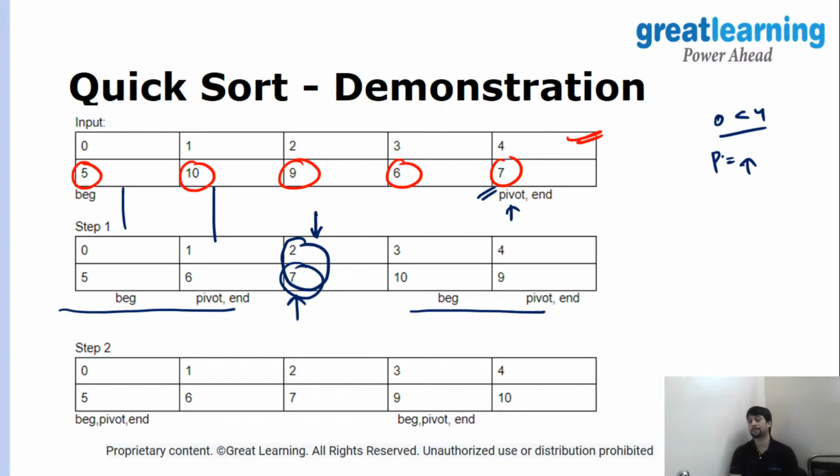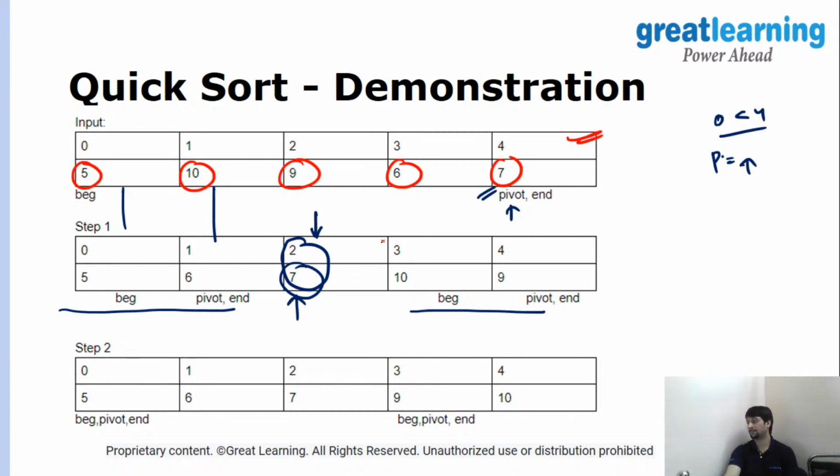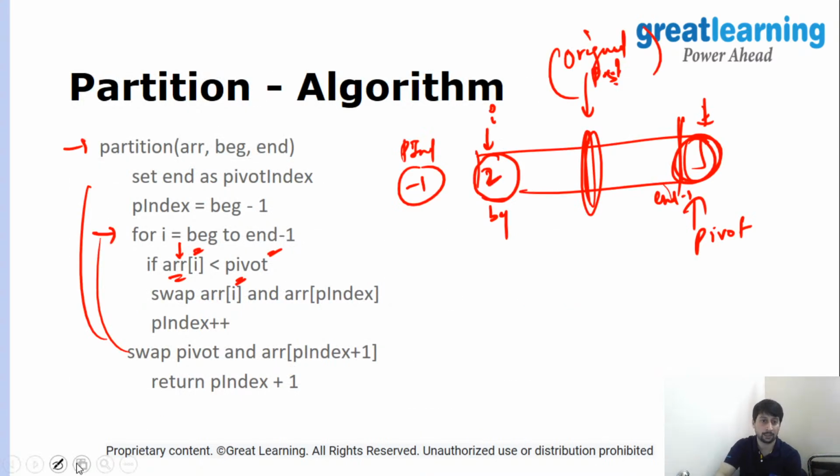Quickly confirm, guys: this 7 is over here, and this 5 is less than 7, this 6 is less than 7, and you have this 10 which is greater than 7 and 9 which is greater than 7. Now let's go back to this algorithm.